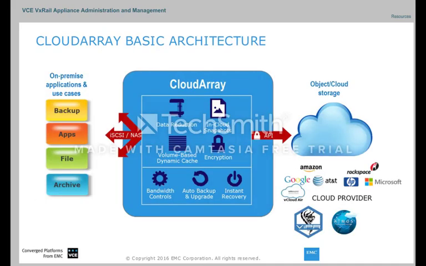Shown here is a simple diagram of Cloud Array's architecture. As users and applications access data on Cloud Array, they write and read against Cloud Array's cache. The data is then reduced in size, encrypted, and stored on private or public cloud storage.